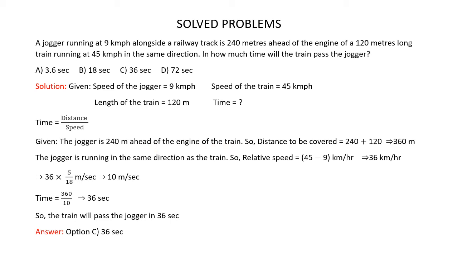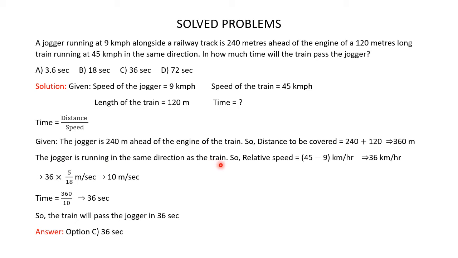So the distance to be covered by the train to pass the jogger completely is equal to 240 plus the length of the train, which is 120. So 240 plus 120 is 360 meters. So distance to be covered is 360 meters. Now the jogger is running in the same direction as the train. So speed is relative speed.